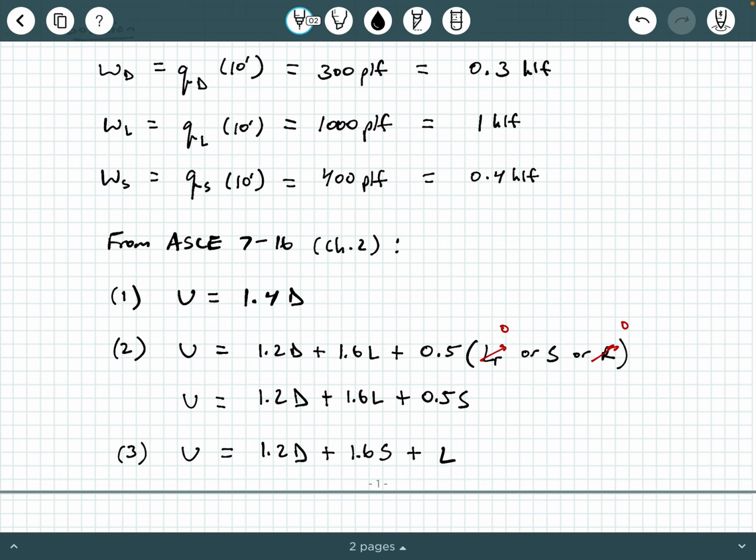And then load combo 5 also will not govern over 1 or 2. So these are our 3 potential load combinations, and these are the 3 we need to eventually investigate to see which one would govern over the others for the required shear strength for this beam.